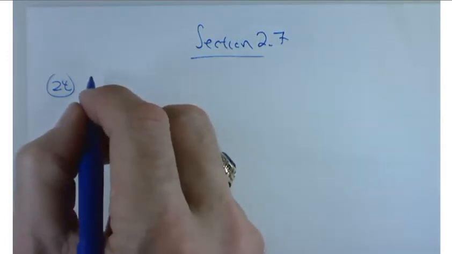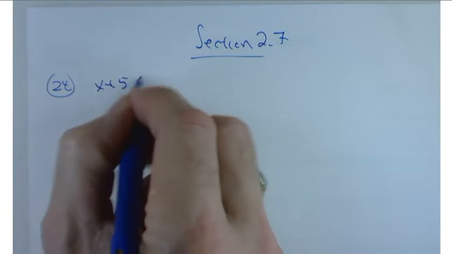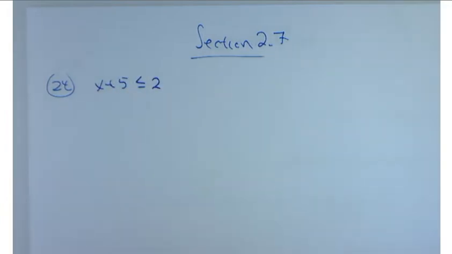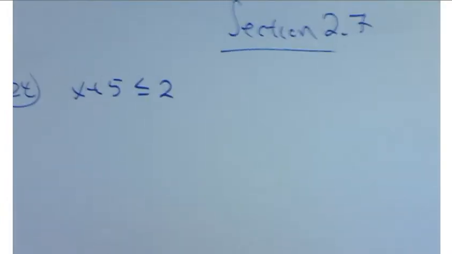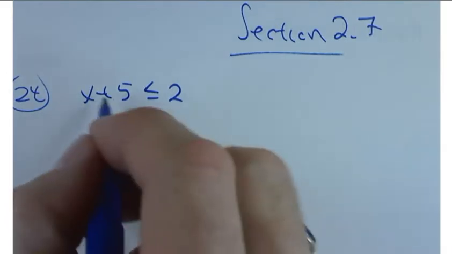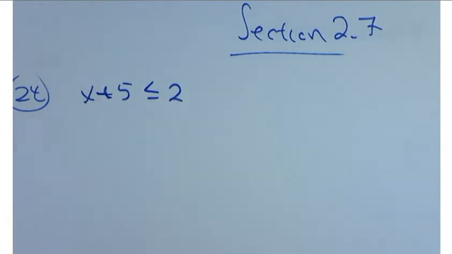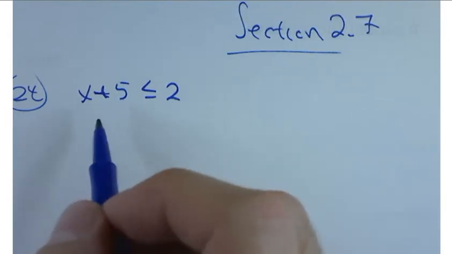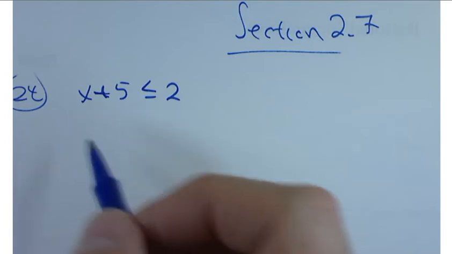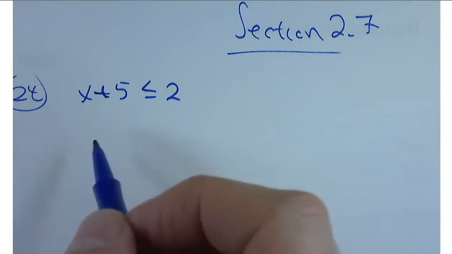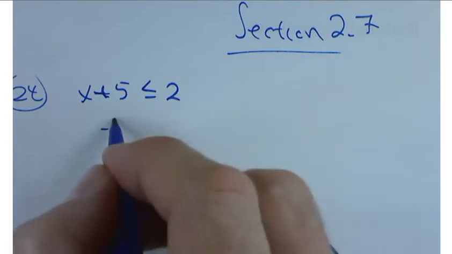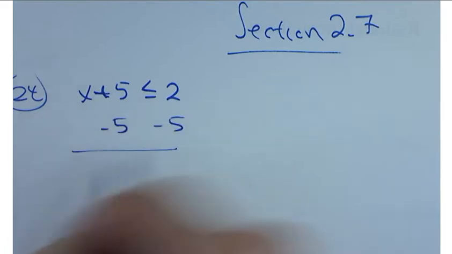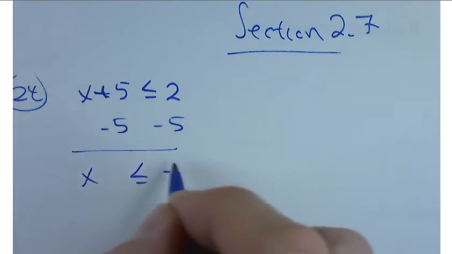So x plus 5 is less than or equal to 2. Well, a lot of our work here is going to be just like it was in working with linear equations. The only difference is that this is an inequality. If I wanted to get x by itself, what do I need to do? Thanks, Ruben. Subtract 5 from both sides. X is less than or equal to -3.